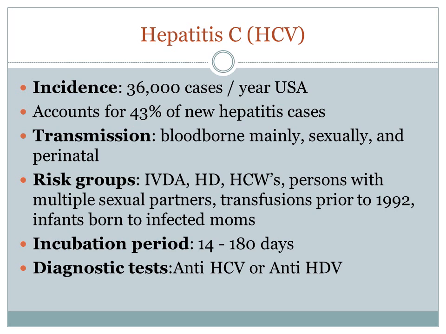The incidence of hepatitis C is about 36,000 cases per year in the United States, and this accounts for about 43% of new hepatitis cases. Transmission is usually blood-borne, however sexual and perinatal transmission also occur. Risk groups are the same as with hepatitis B. The incubation period is interesting, anywhere from 14 days up to 6 months. Diagnostic testing includes the antibodies to hepatitis C and D. Interestingly, about 10% of people with hepatitis C infection have no recognized risk factors at all.